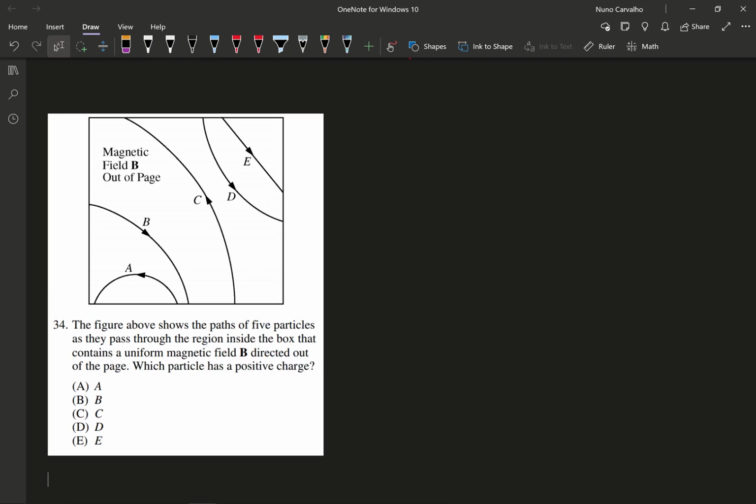Number 34, we're told that the figure above shows the paths of 5 particles as they pass through the region inside the box that contains a uniform magnetic field B directed out of the page. Which particle has a positive charge?